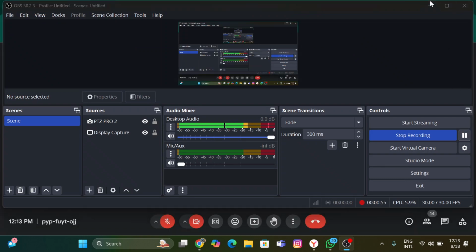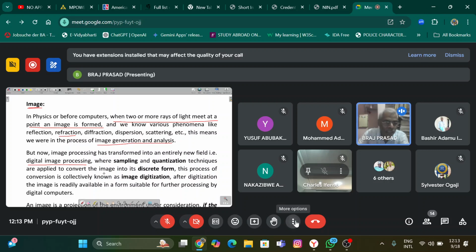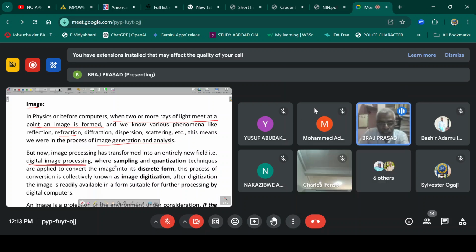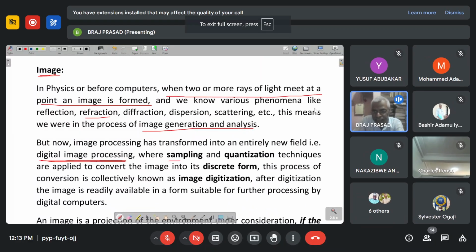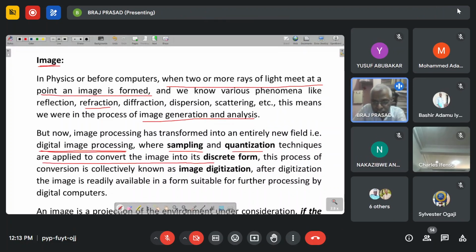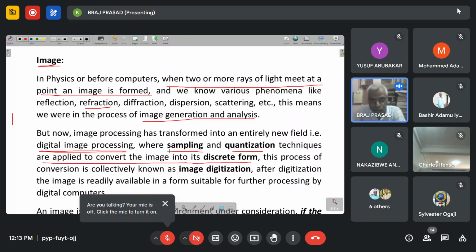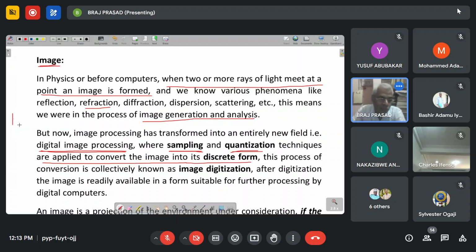has transformed into an entirely new field, that is called digital image processing, where sampling and quantization techniques are applied to convert the image into its discrete form. This is the main concept. This is our object, and to get the image of this object, we will use different processes, that is called sampling, quantization, to convert this image of this object.